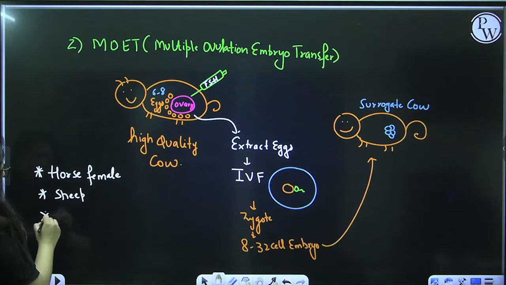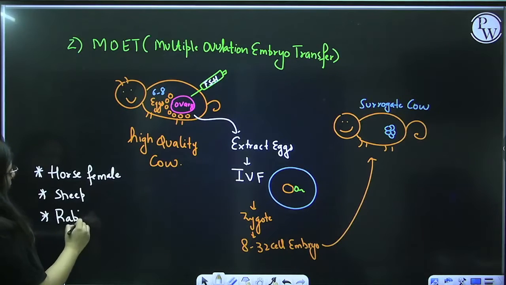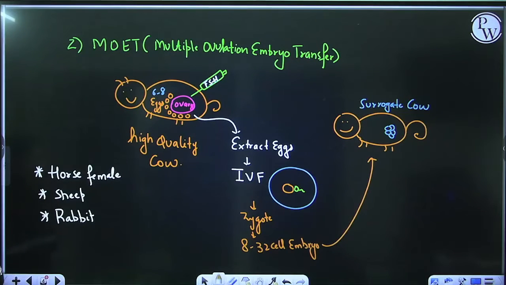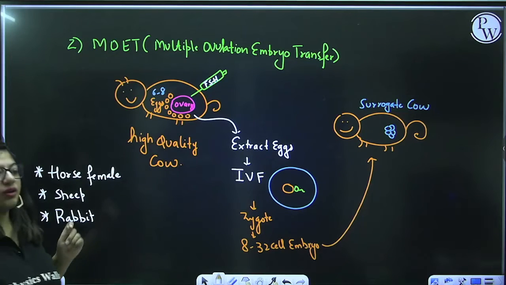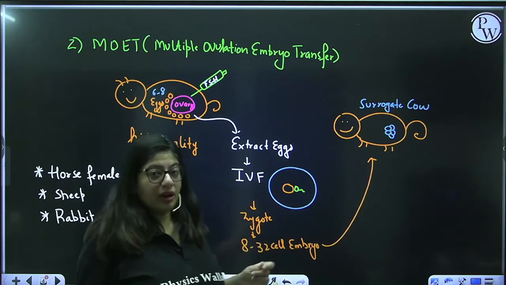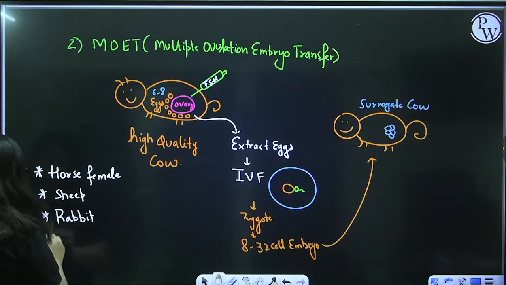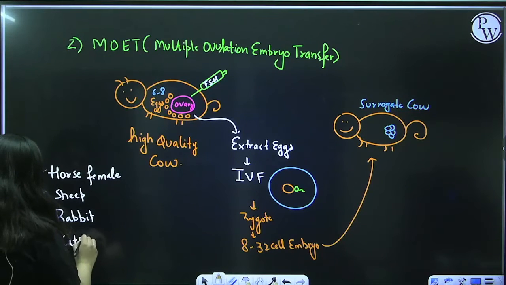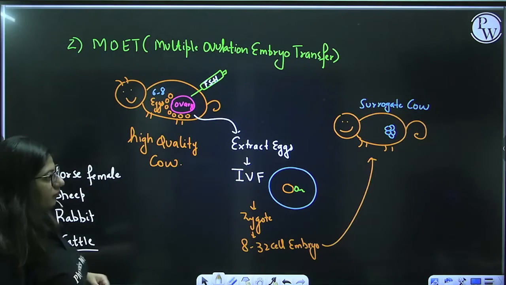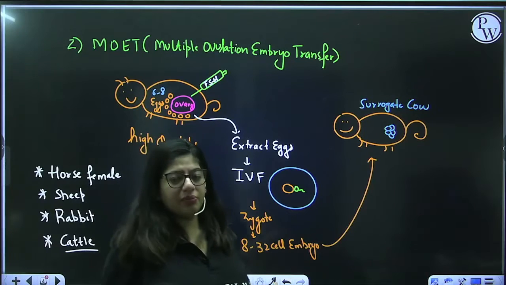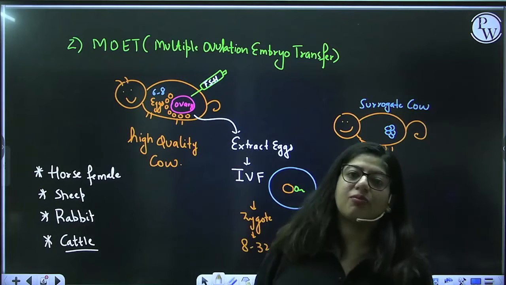We can also perform this, not produce it, I'm so sorry. We can also perform this technique on the rabbits. Yes, we can also perform the technique on the rabbits. Obviously, we can perform it on the cattle as we have already discussed. So these are some of the animals on which we can perform this technique, that is MOET.